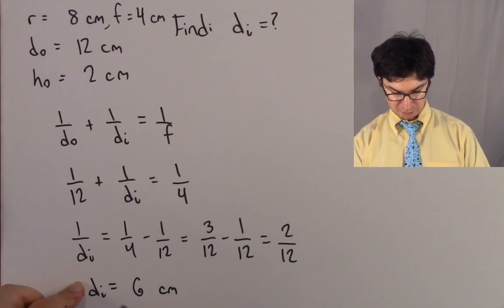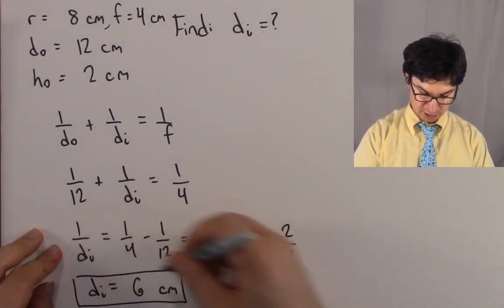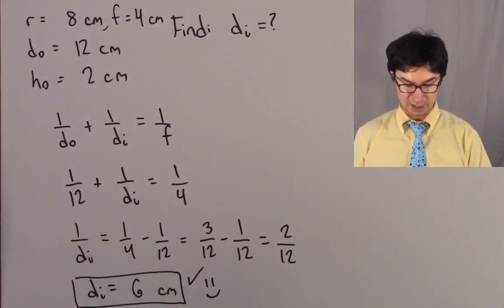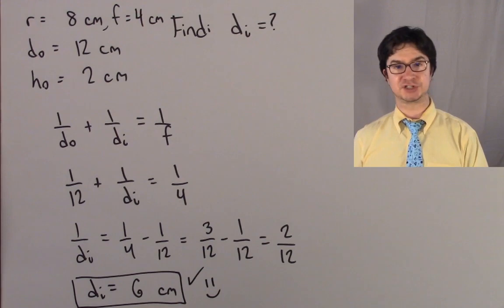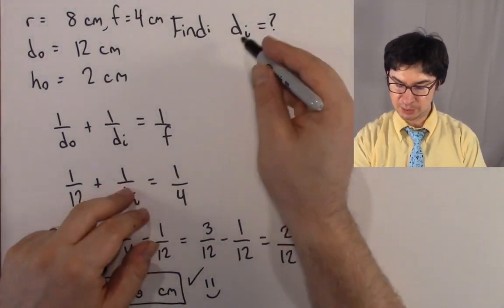Okay, so fantastic. We got the image distance. So let's go ahead and put a rectangle around this. Let's put a check mark and put a smiley face, because we found where the image is located. It's located at a distance of 6 centimeters from the mirror. All right, great. So what else do we want to find here?